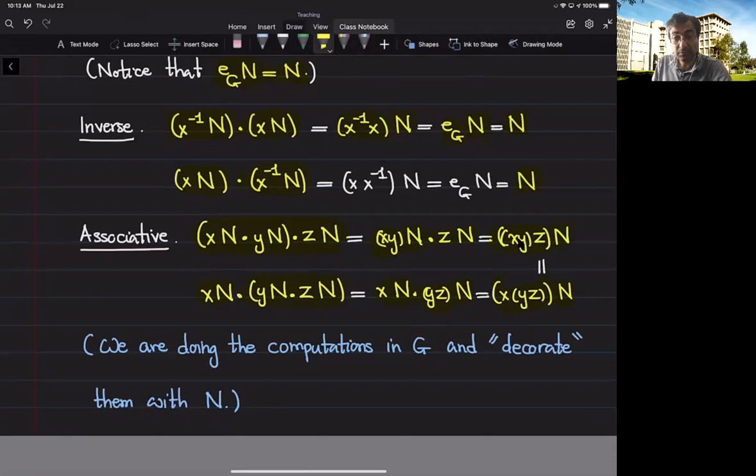But remember, the multiplication in the group G itself is associative. Therefore, this element is equal to this element. In particular, they give me the same cosets. So these cosets are equal, and that would imply associativity of the operation in G over N.